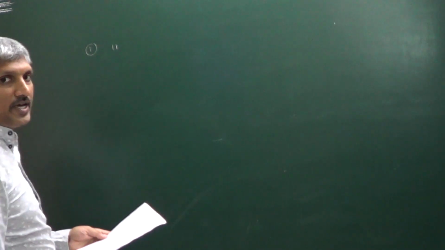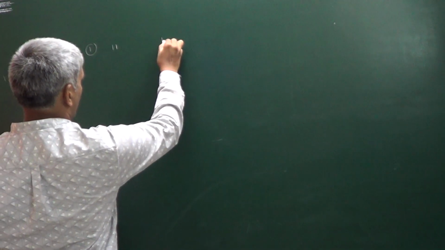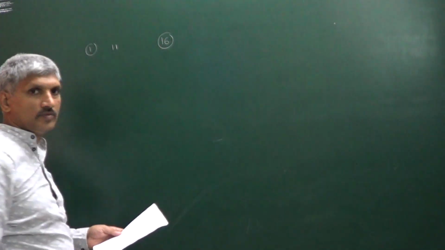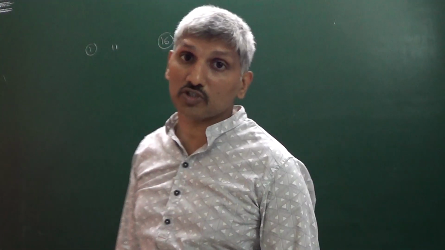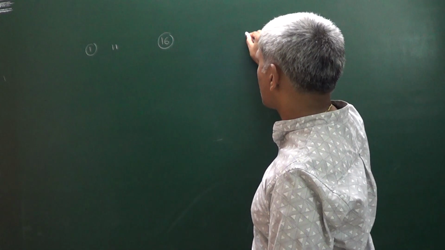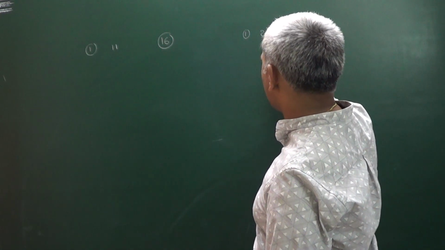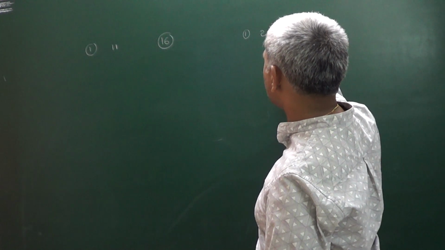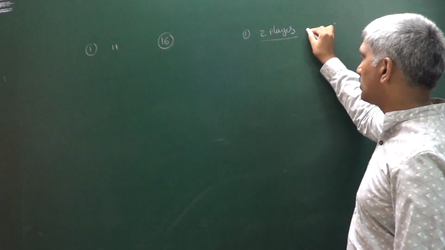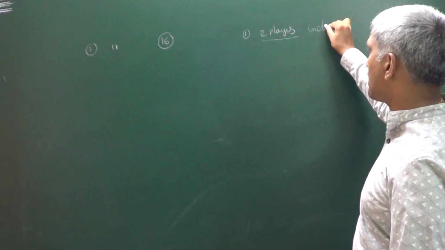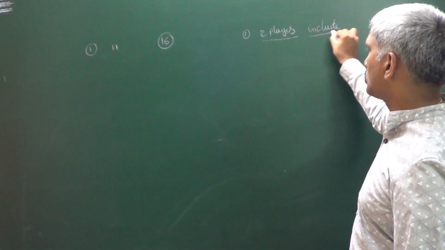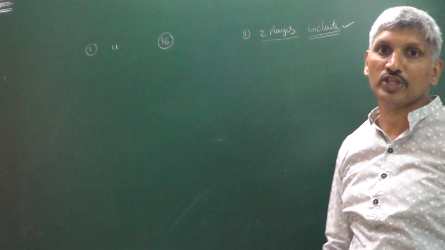So observe here, this is one more question. We have to select 11 players for a cricket team out of 16 players. The first question says that 2 special players we have to include always. We have to include them in the team always.